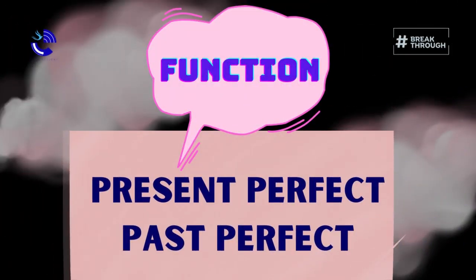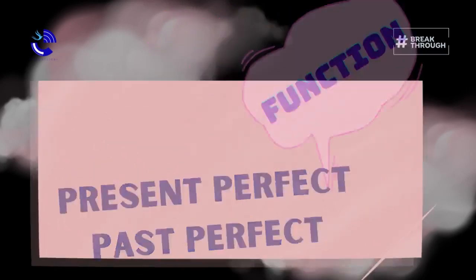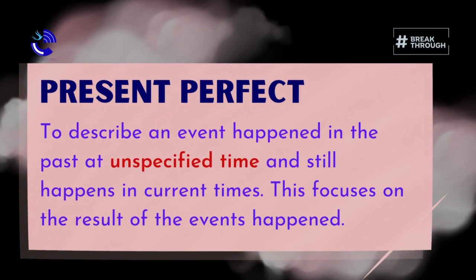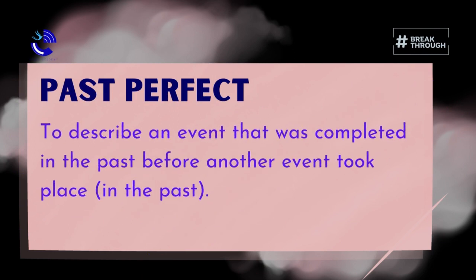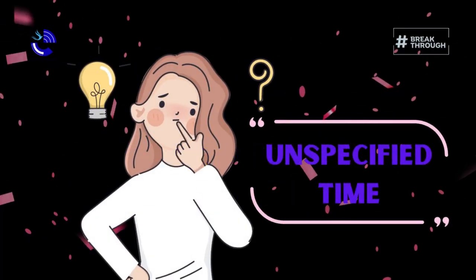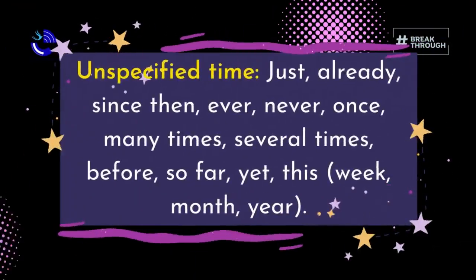Let's start the discussion. First, let's talk about the functions of present perfect and past perfect tense. Well, when should we use both of them? Here it is. Some of you might question, unspecified time, what does it mean? Well, it's basically the unspecific time in the past. I will write them here for you.